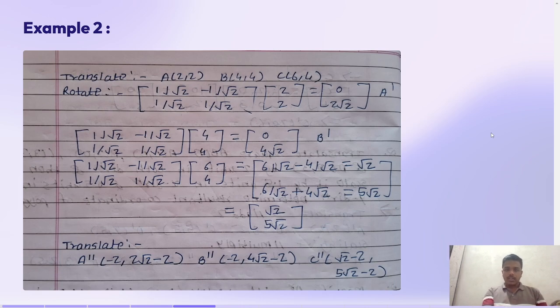And there is a 2 because of the given point A(2,2). So put in the value 2 and get the answer. So the answer is (0, 2 root 2), and similarly we get the other answers by putting the values in this formula. So this is the final answer: A'' (-2, 2 root 2 - 2), B'' (-2, 4 root 2 - 2), C'' (-root 2, 5 root 2 - 2). So this is the answer.